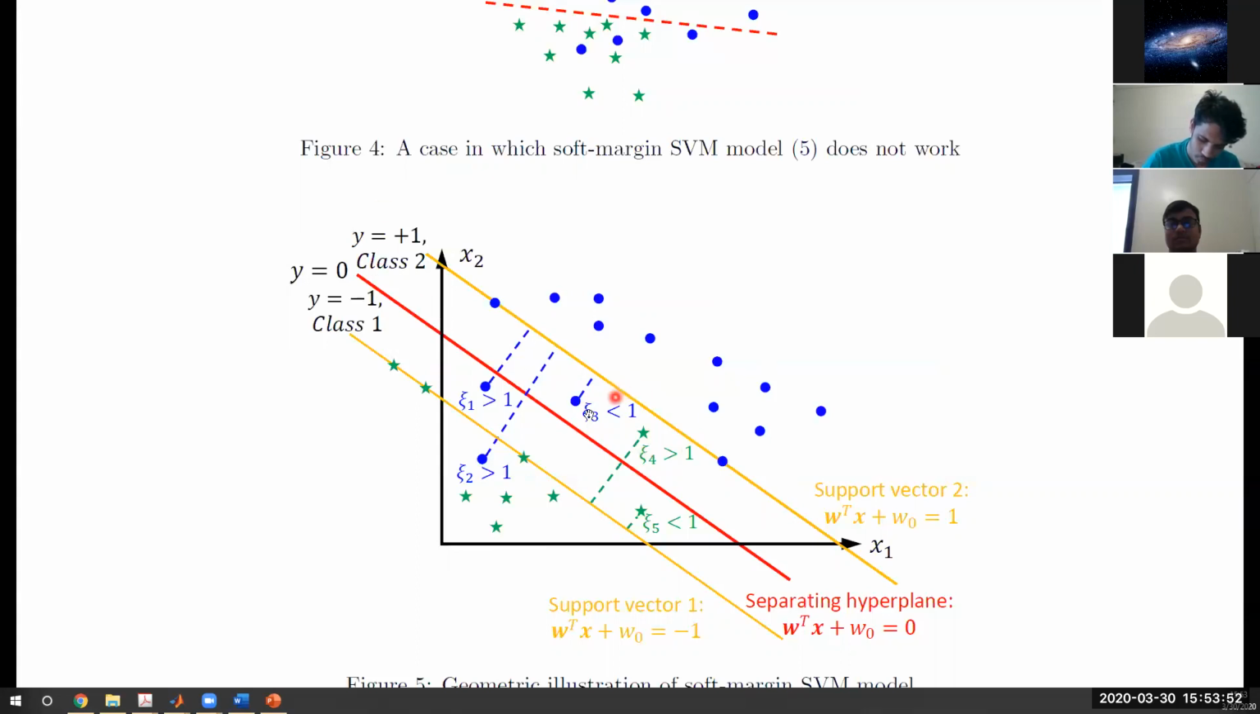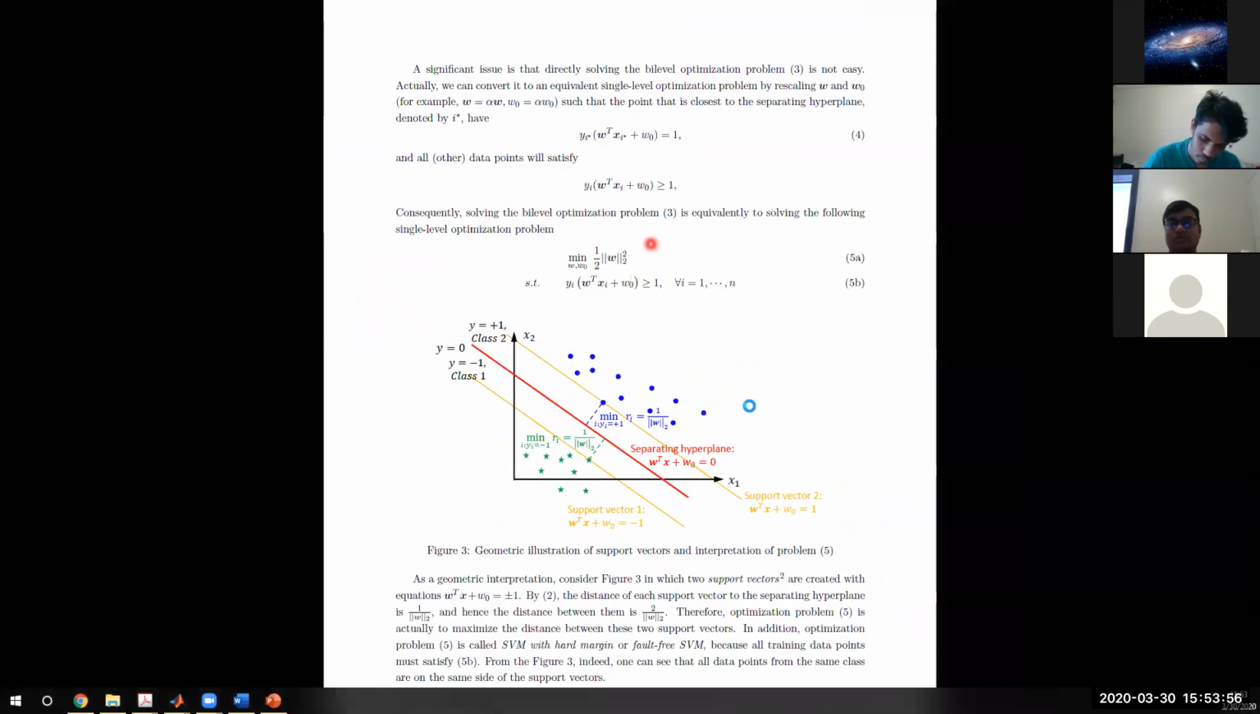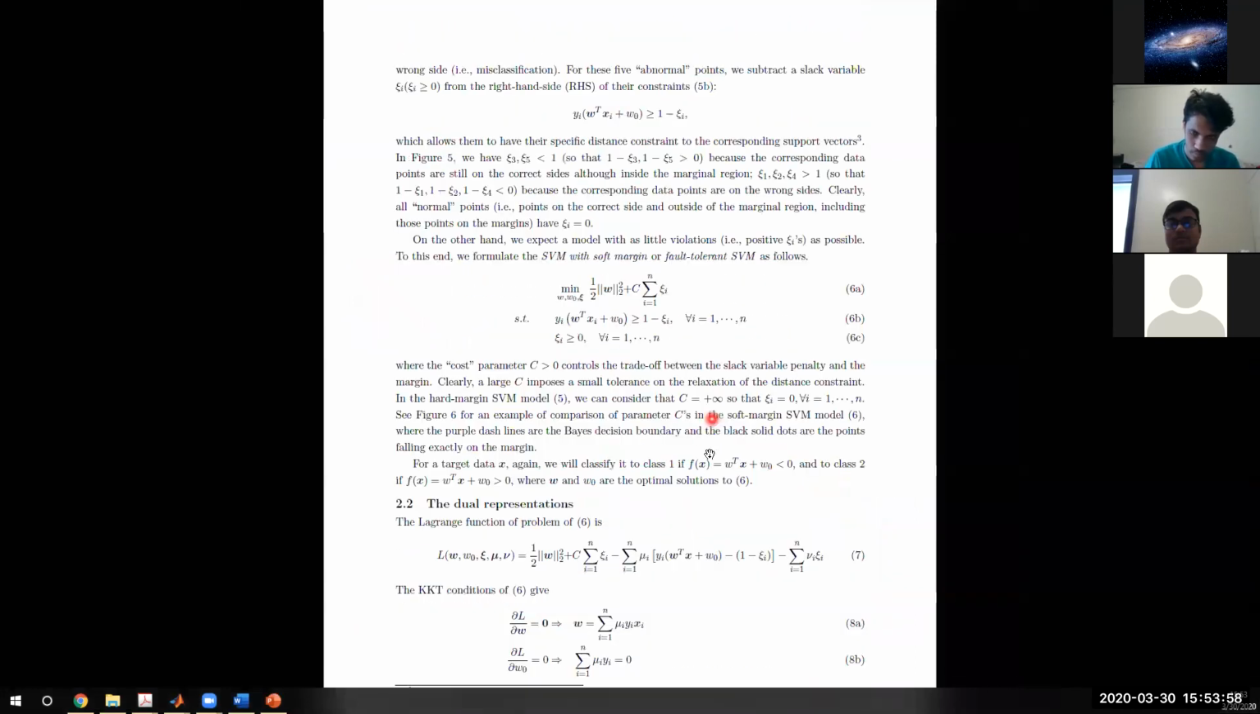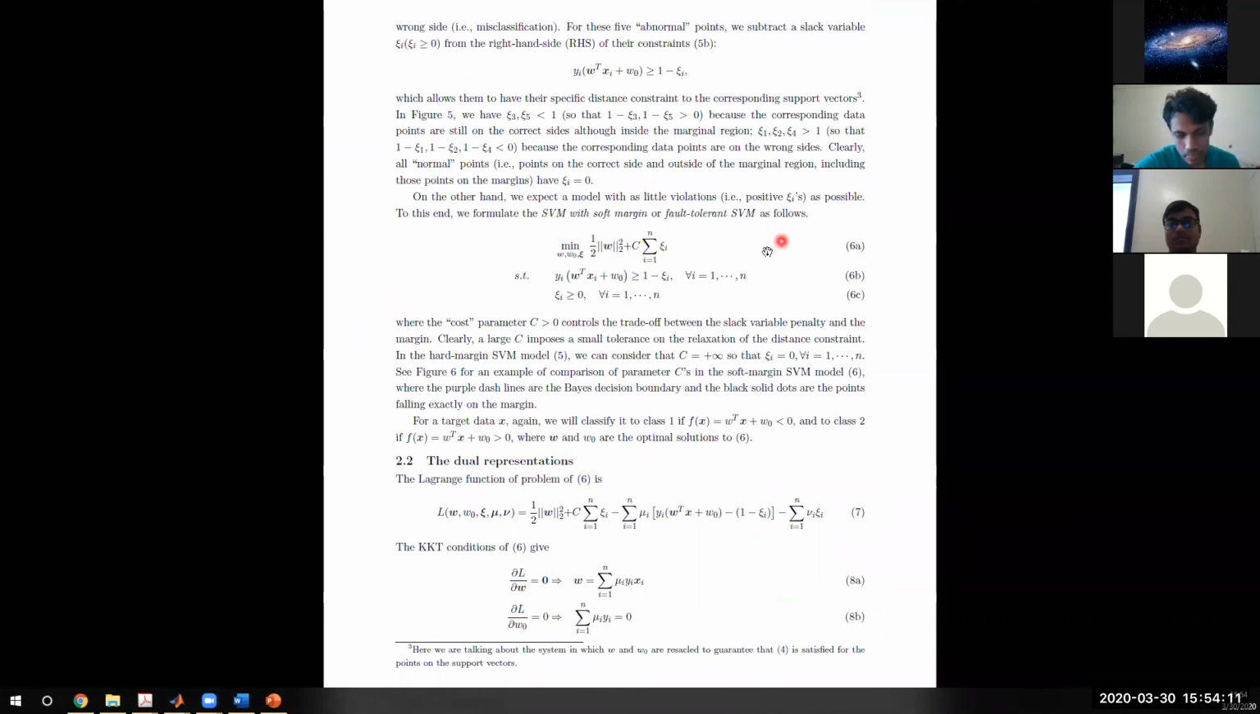You can, for example, make it smaller. But later I'm going to show you that this is actually calculated by this model. It depends on C, where C is a trade-off parameter. If your C is very small, then I would prefer, wait, let me see. C is very small, very big. Let me think about that.